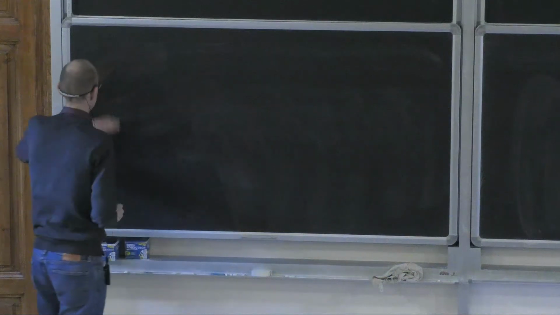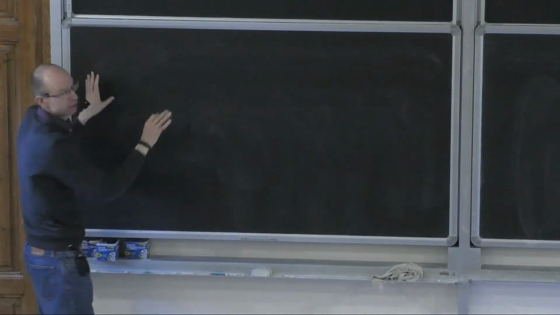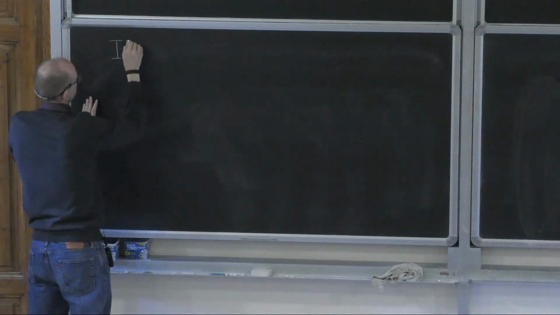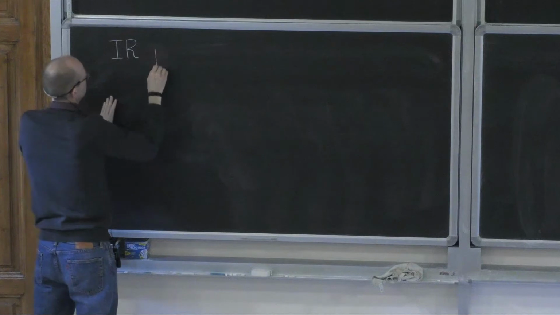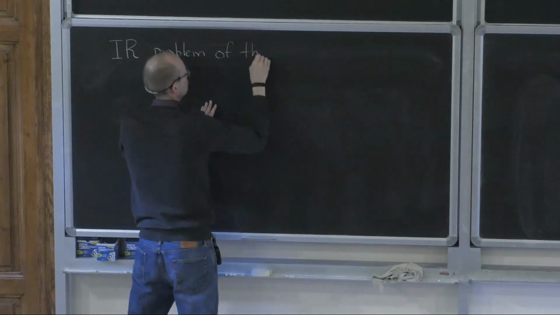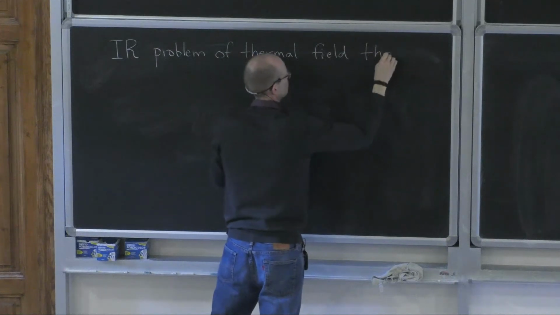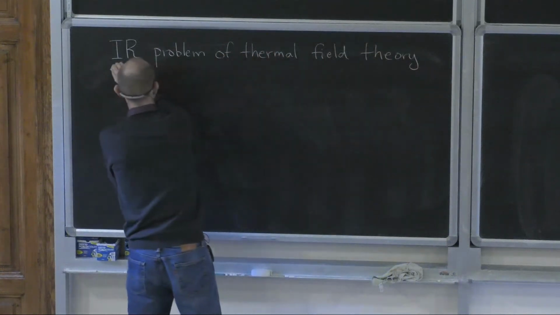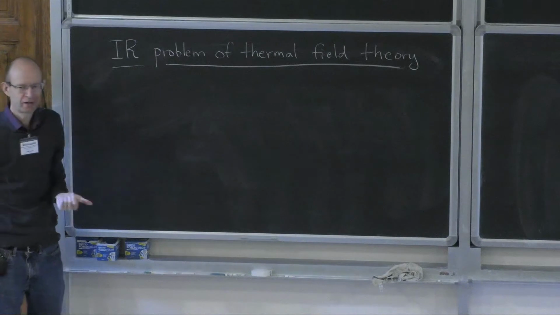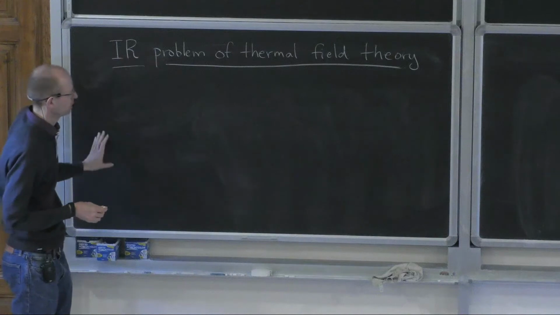Okay, so this problem is called the problem we identified at the beginning. It's called the infrared problem. Somehow that's the jargon. Infrared problem of thermal field theory. And so it's a very general problem. Actually, it applies not only to the scalar field theory we discussed here, but also to gauge field theories and everything. But it's already present here in the scalar field theory.